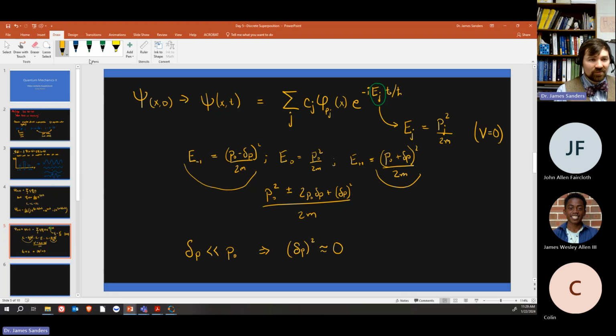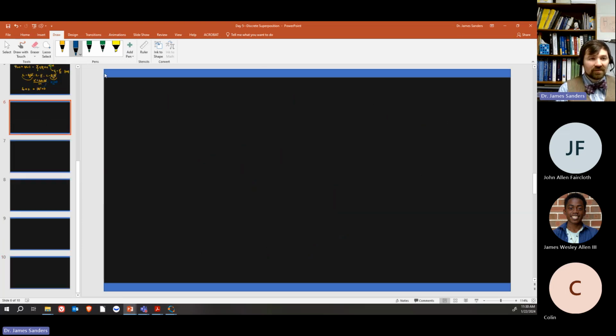All right. And so with that in mind, this becomes P naught squared plus or minus 2 P naught delta P over 2m. Okay. So now let's go back to our states and plug this in, and get our states written out as functions in time.